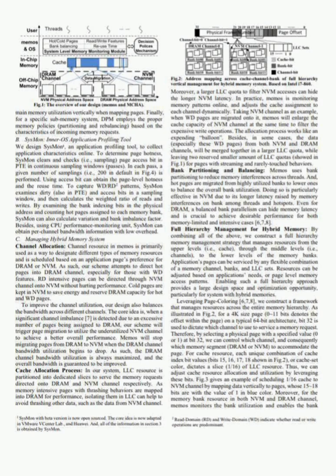Bank partitioning and balancing are effective in NVM due to its longer latency raised by memory interferences on bank among threads and hotspots. Even for DRAM, a balanced bank parallelism can hide memory latency and is crucial to achieve desirable full hierarchy management for hybrid memory. By combining all of the above, we construct a full hierarchy memory management strategy that manages resources from the upper levels, that is, cache, through the middle levels, that is, channels, to the lower levels of the memory banks.